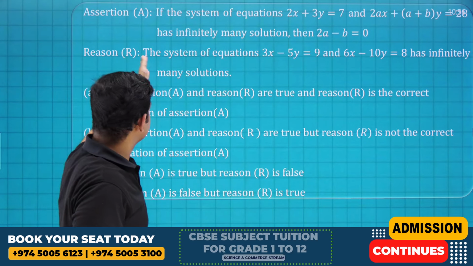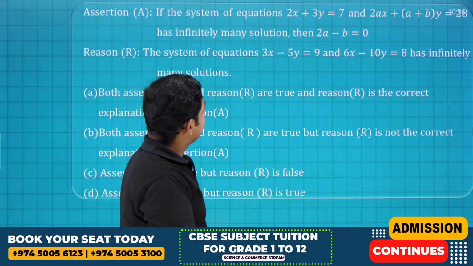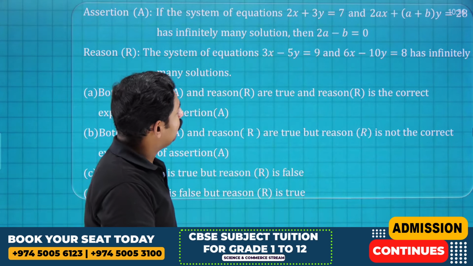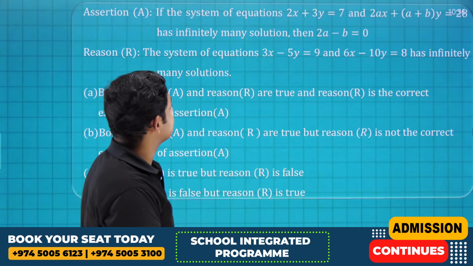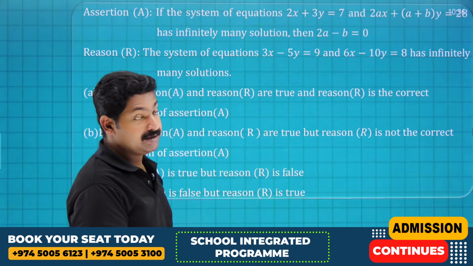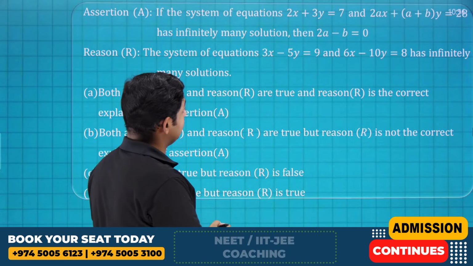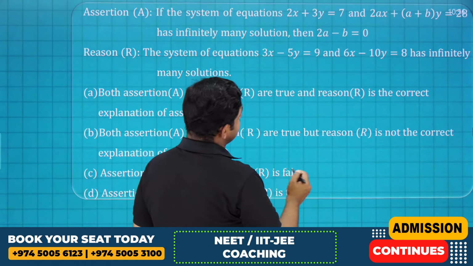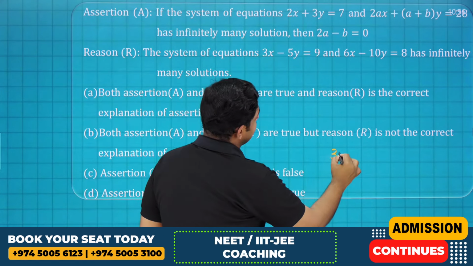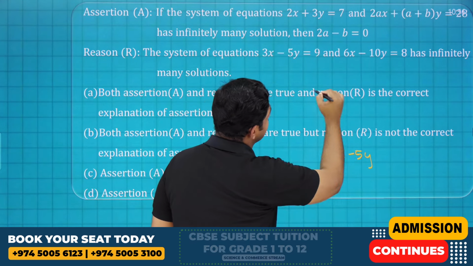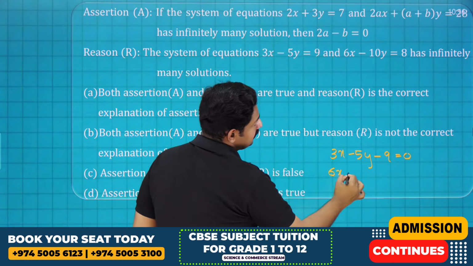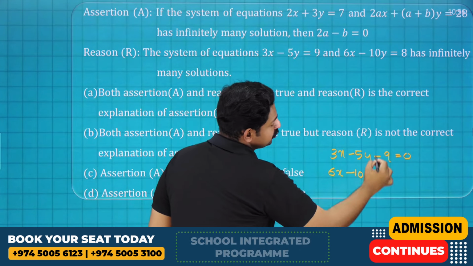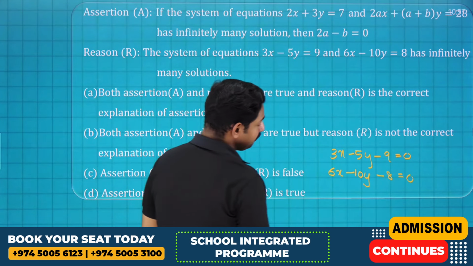So here also I am reading the reason first. The system of equations 3x minus 5y equal to 9 and 6x minus 10y equal to 8 has infinitely many solutions. So two equations are given. I am writing the two equations: 3x minus 5y, bringing 9 to the left side, minus 9 equal to 0. And the second one is 6x minus 10y, bringing 8 to the left side, so minus 8 is equal to 0.